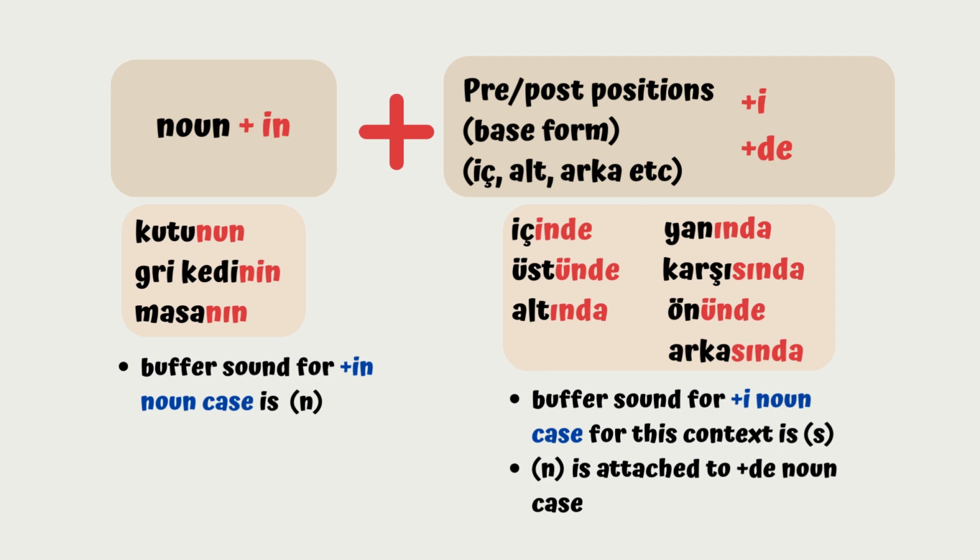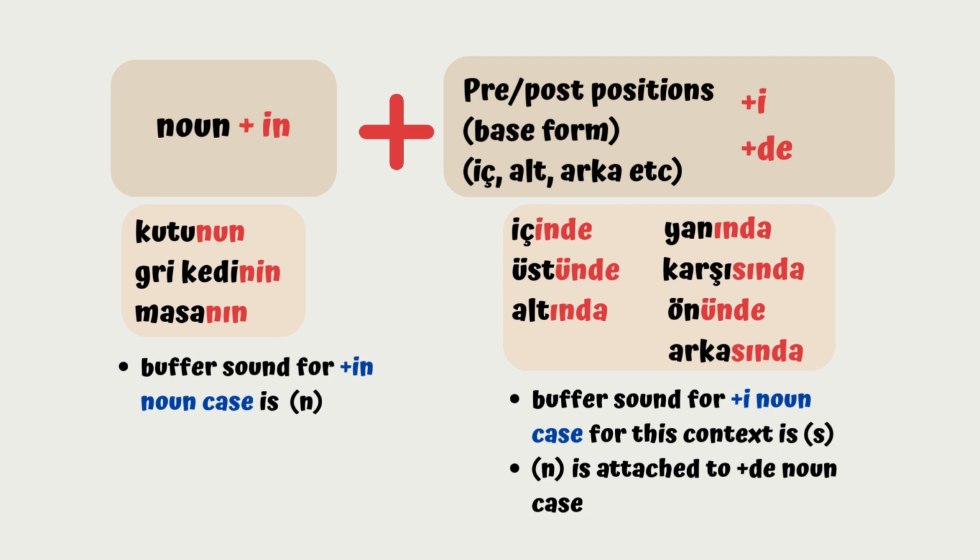Please remember, we follow the vowel harmony rule each time we add a suffix. And we need to add buffer sounds if the word ends with a vowel. So the buffer sound for the i noun case in this context is se. And also ne is attached to the de noun case in this context.